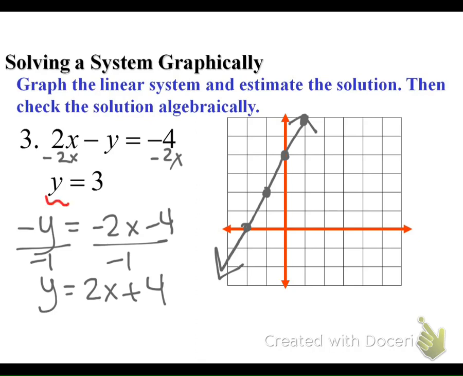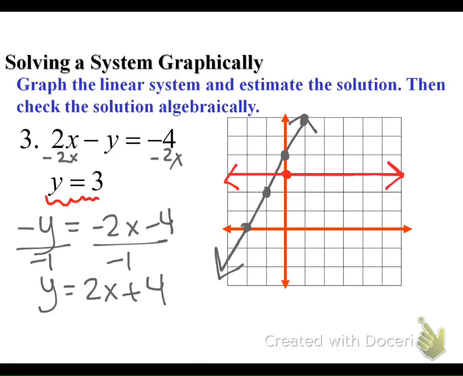All right, this other one, what's that going to look like? Y equals 3. Y equals 3. Yeah, what does that look like? Vertical, horizontal. Yeah, it's a horizontal line through the y-axis at 3.